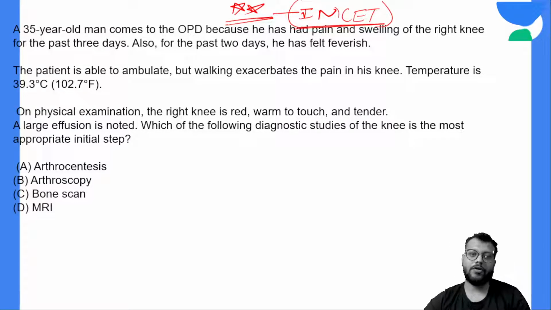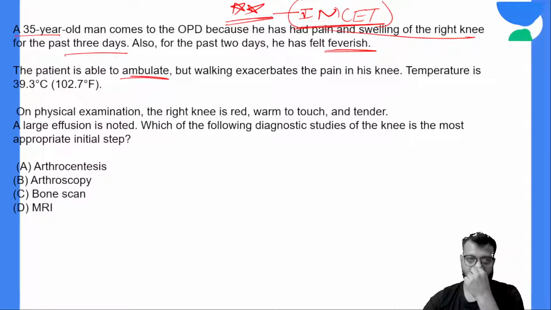A 35-year-old man comes to the OPD because he has had pain and swelling on the right knee for the past 3 days. Also for the past 2 days he felt feverish. The person is able to ambulate, that is walk, but walking exacerbates the pain. Temperature is 102.7 degrees Fahrenheit, that is, the patient is febrile. On examination the right knee is red, warm and tender. A large effusion is noted. Which of the following diagnostic studies of the knee is the most appropriate initial step? Okay, here are your 30 seconds for this question.